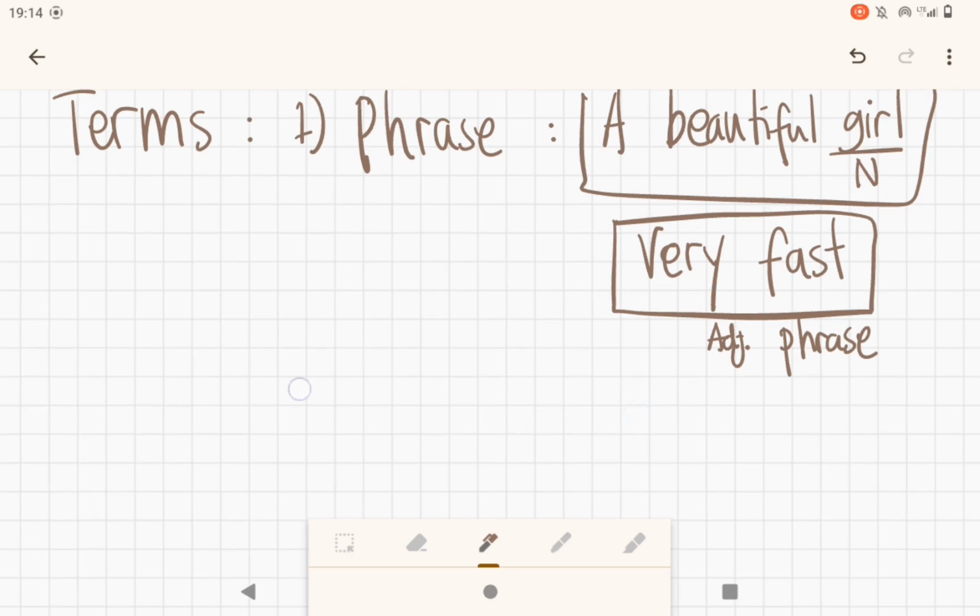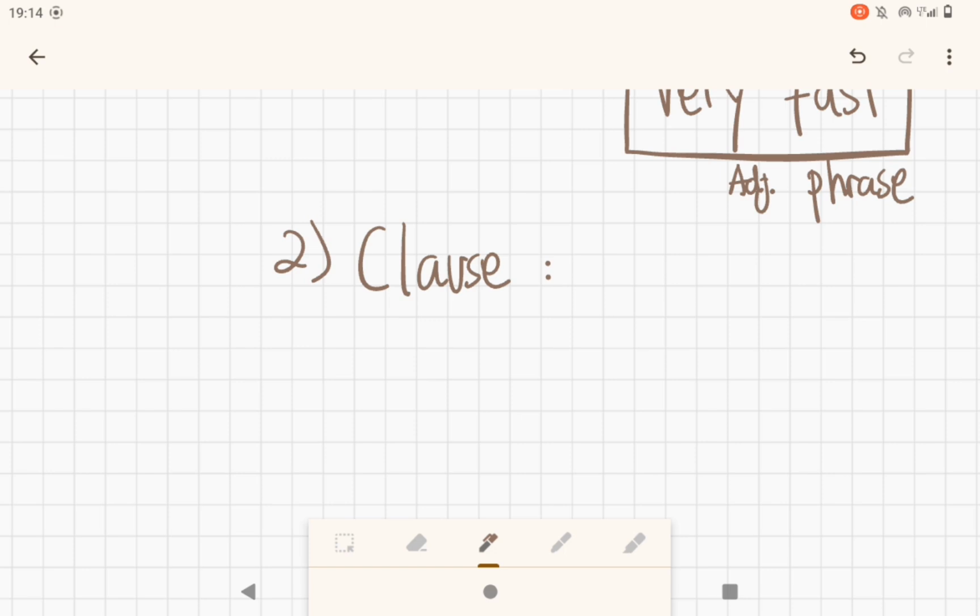Okay, the next term is clause. A clause is a series of words which at least consists of a subject and a verb. So when you see that in a sentence there is a subject and there is a verb, it means that the sentence consists of one clause.